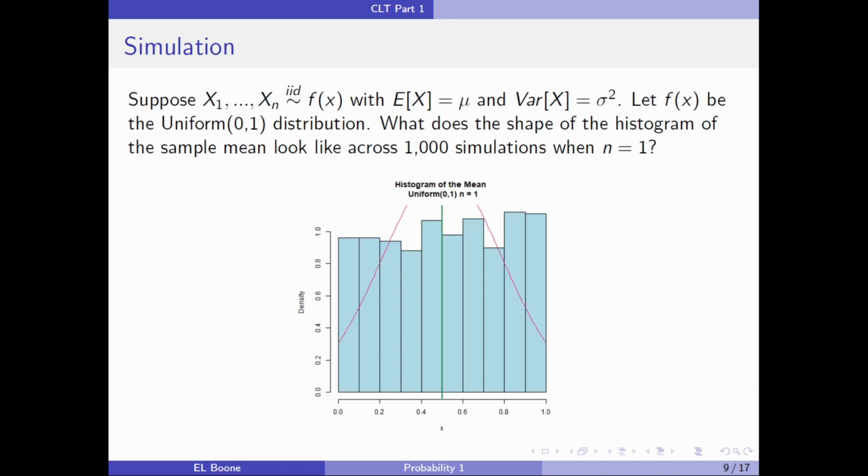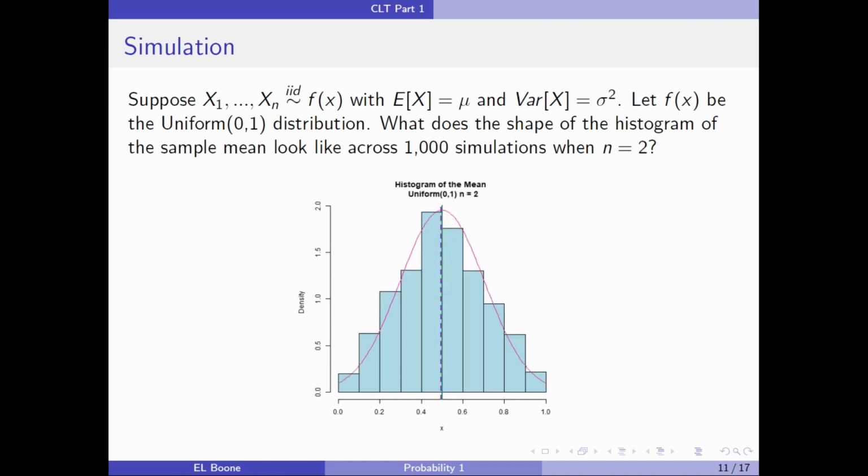I'm laying on top of this a normal distribution, and you will see why in a minute, but right now it kind of falls off the picture, so don't worry about it right now, but we'll use it for visual reference later. And this dashed purple line is the actual mean of the sample means. So we want to see if that gets anywhere close to the actual theoretical mean. Okay, so this is our setup. What happens when we go to n equals 2?